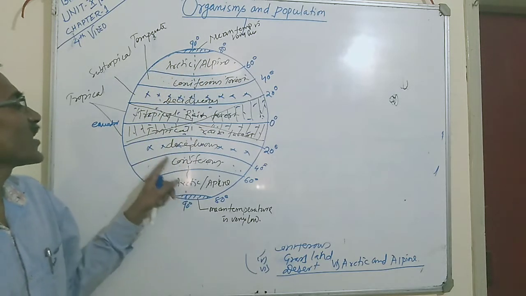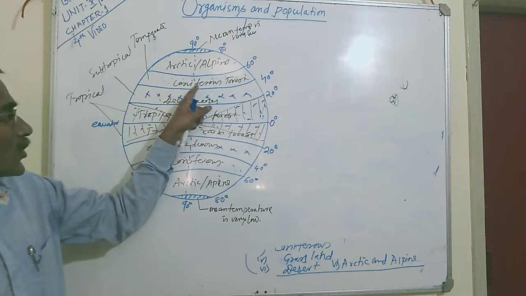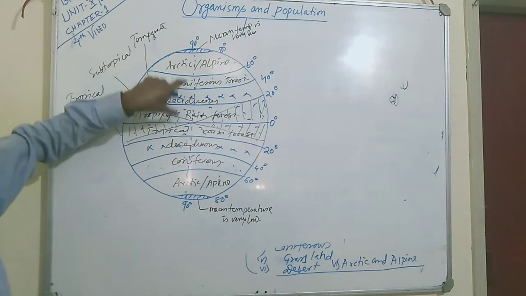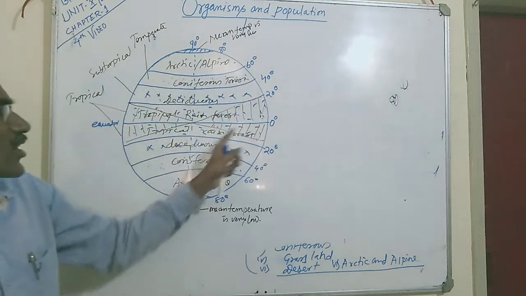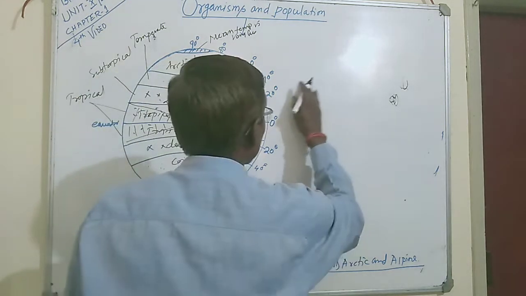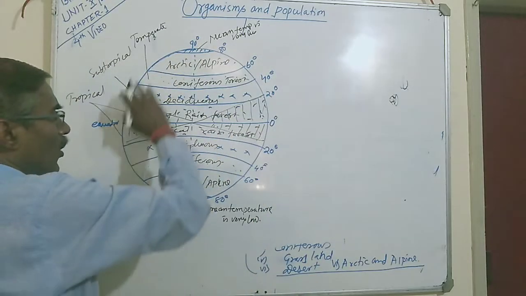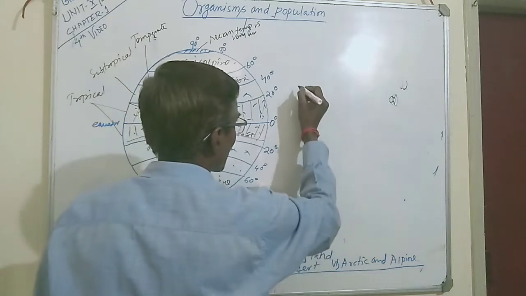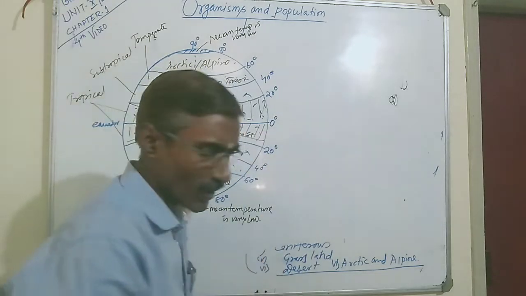So these coniferous, deciduous and tropical rainforest, this nature of vegetation is changed due to the tilting or rotation of the earth. Now what exactly are the positions of all of these types of biomes? What are the different types of biomes? I will discuss it in a table.